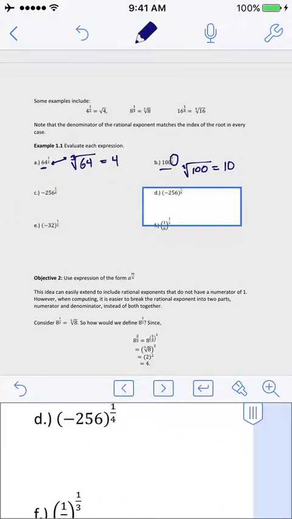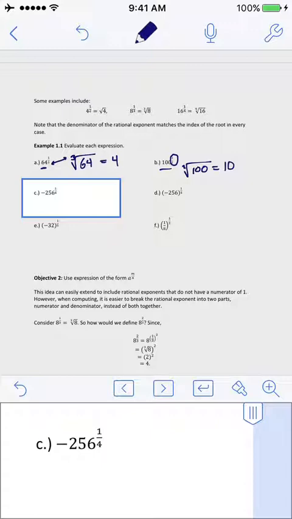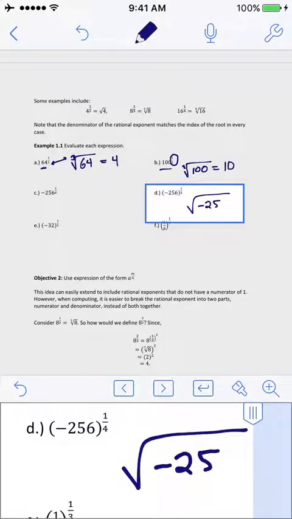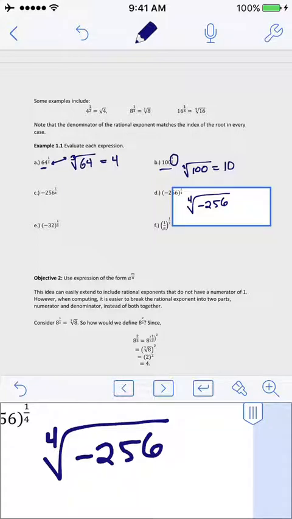Ooh, gotta be careful on this one. C and D are virtually identical except for some parentheses. Let's start with D, actually. D takes the whole thing, negative 256, and the whole thing becomes the radicand. And then my fraction tells me that this index must be 4, right? My 1 over 4 tells me the index has to be 4. So this would not be a real number, because it's a negative under the radical. Can't have that when it's an even power.